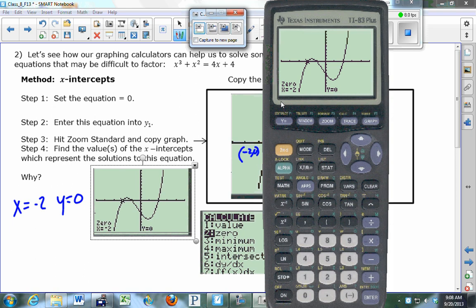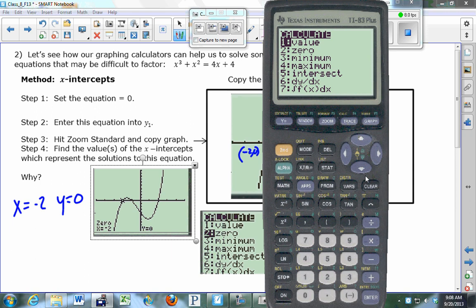But to get there, I go to my calc menu right here, go down to 0, because we're calling them the x-intercepts. In a little bit, we're going to be calling them the zeros of the function, but we haven't covered functions yet, but that's where we're going. That's why they use this term zero here instead of x-intercept, but it's the same thing. So you could make a note saying, when I see zero on my calculator, that's the same thing as what I've been calling x-intercepts for years, okay?